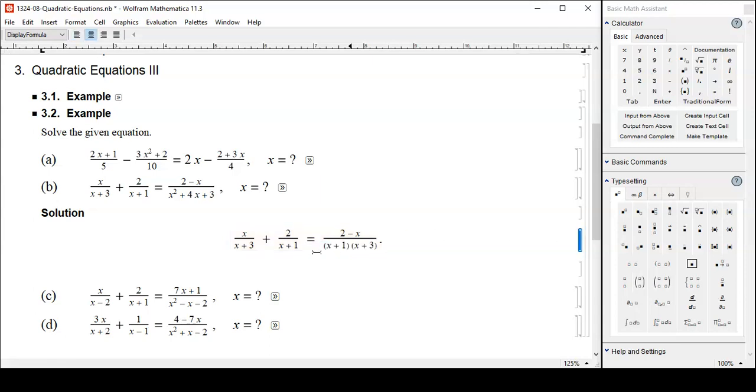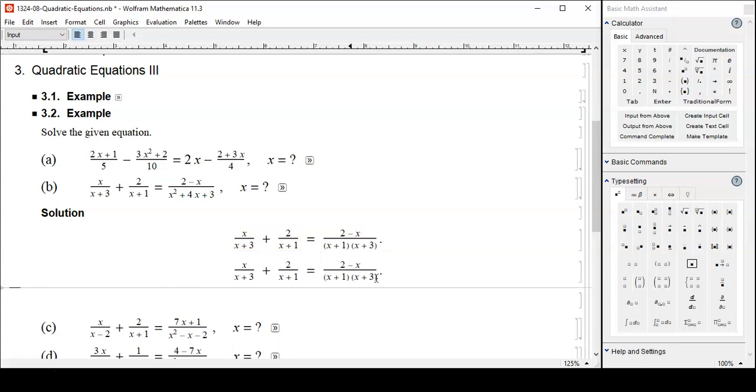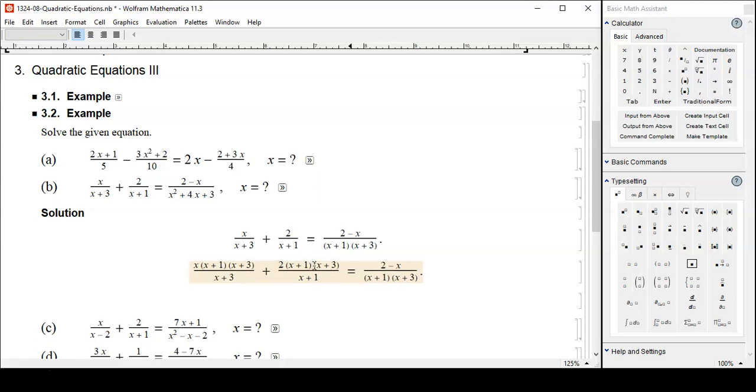Let me copy and paste this entire thing, and then let's do this. Multiply by this, multiply by that, and then multiply by the same thing here, like this. Okay, let's align all those equalities like this. All right, do you see simplification?